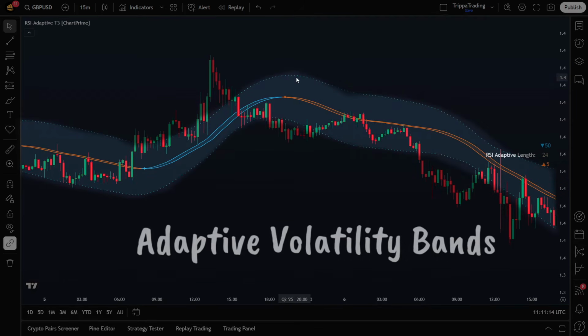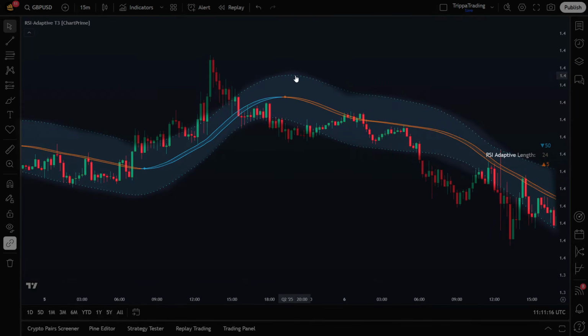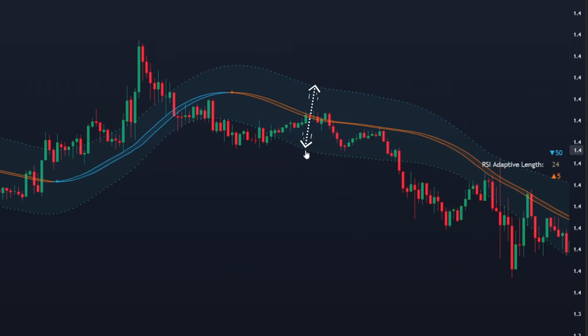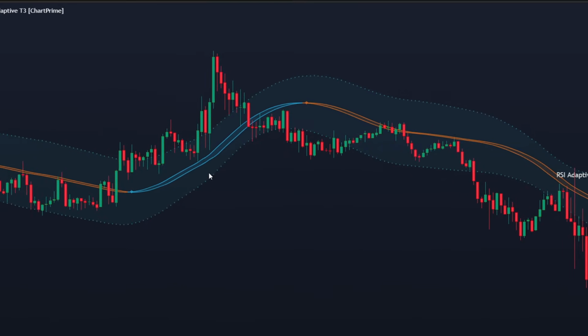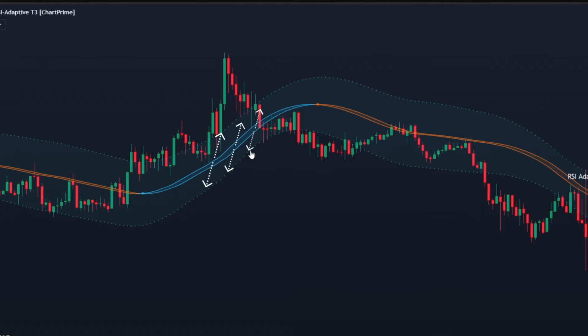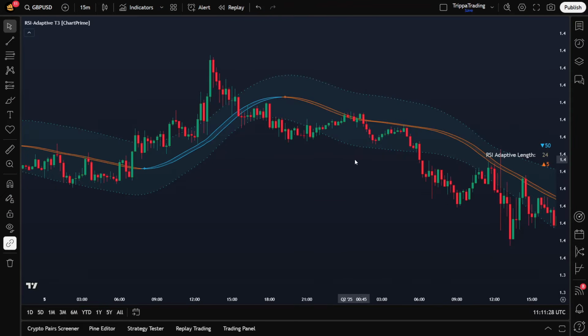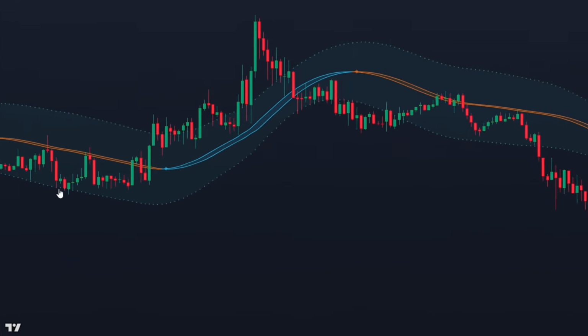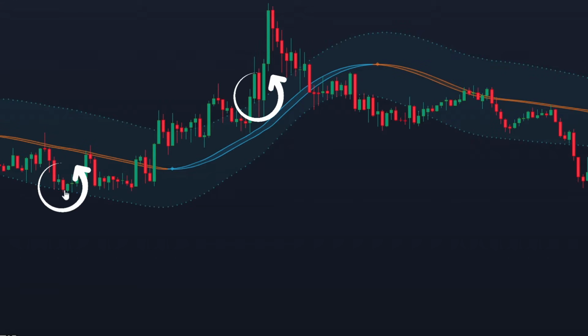Then we have the adaptive volatility bands, which sit above and below the T3 line. These bands widen when volatility increases and tighten when the market calms down. They work kind of like Bollinger Bands, giving you a visual idea of whether the market is building up pressure for a breakout or just ranging. These bands can also act like zones where price may react, either bouncing back or breaking through.